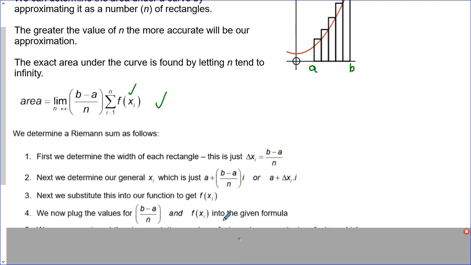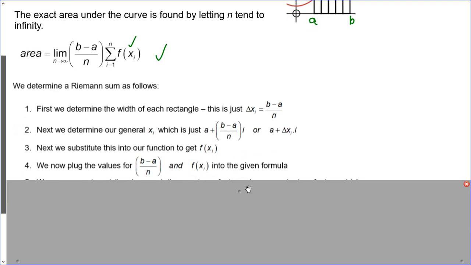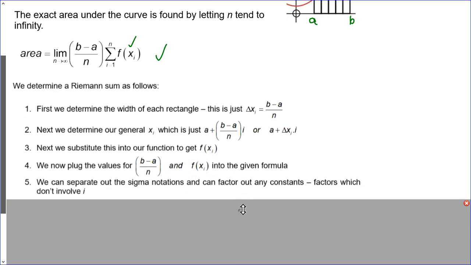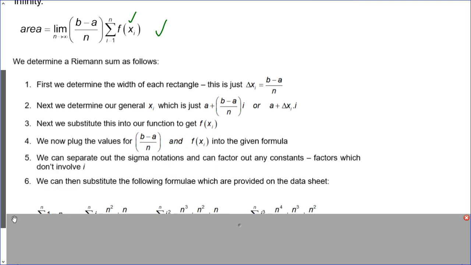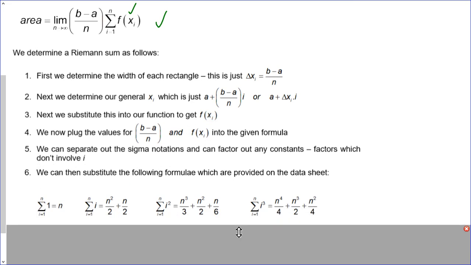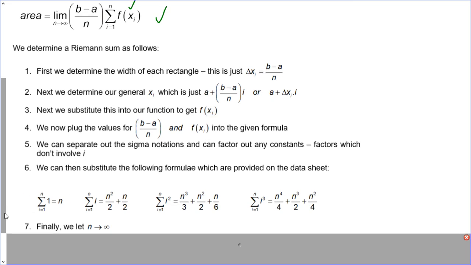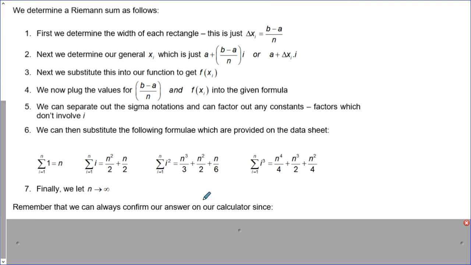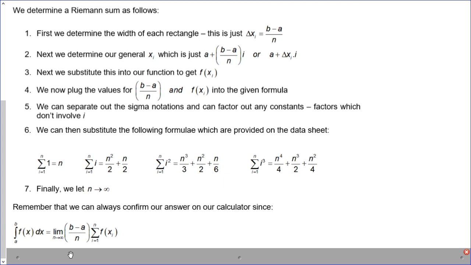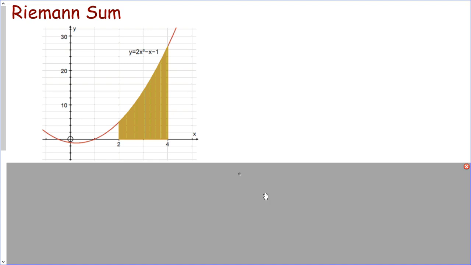And then we plug all of that into this formula, and then we separate out the sigma notations and factor out any constants, any factors which don't involve i. And then we use the formulae for the sums of squares, the sums of cubes, the sums of natural numbers, which are also given on the data sheet. And then we let n approach infinity. So it's actually a fairly straightforward, although quite a tedious process. Before you even start, you can confirm your answer on the calculator, because your calculator can calculate the definite integral for you. Okay, so we're going to just go through one fairly quickly here.